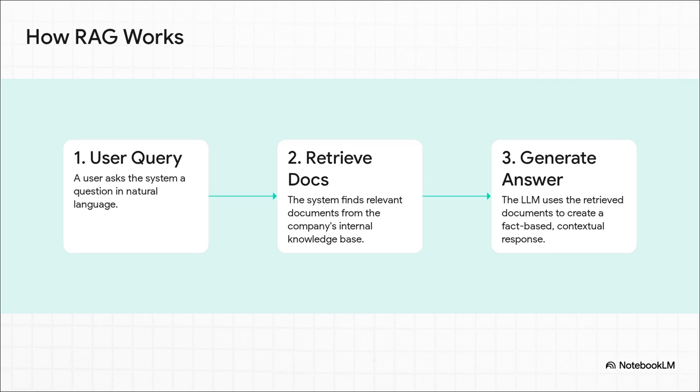So how does it work? It's actually a pretty simple, elegant process. Step 1, a user asks a question. Step 2, the system instantly searches your internal files for the most relevant information. And step 3, it hands those documents to the LLM and says, "Here, use this to generate your answer." It's a fact-checking step that's built right into the workflow.